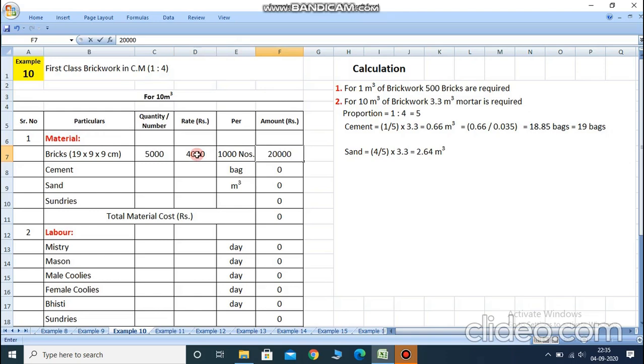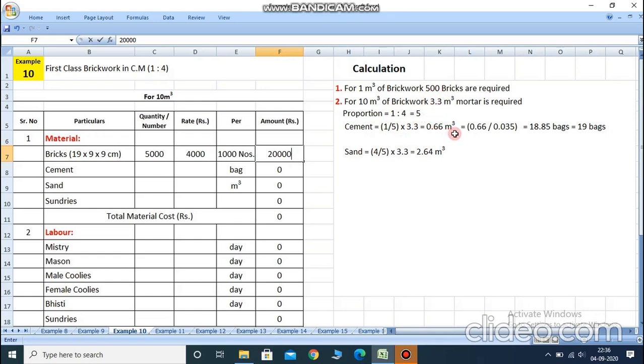Now let's calculate the cement quantity. So here for 10 meter cube brickwork, 3.3 meter cube mortar is required. So for the proportion of 1:4, the summation is 5. Clear? So cement is equal to 1 divided by 5. So here 5 is the summation of 1:4, and 1 is one part of the cement, and 3.3 we already take from here, and we got the answer 0.66 meter cube.